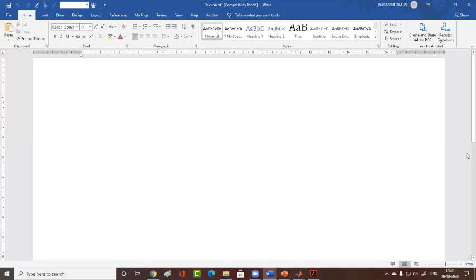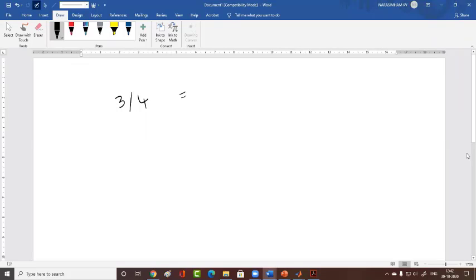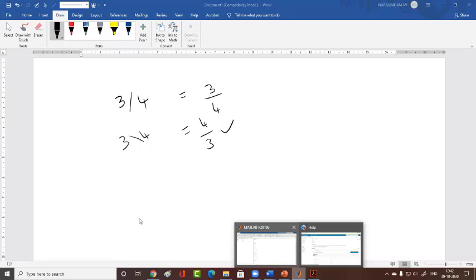Now coming to very simple, 3/4 is nothing but 3 divided by 4. 3 backslash 4 is nothing but 4 by 3. Back division, left division, right division. This is nothing but 4 by 3. So this is another one, 4 by 3.